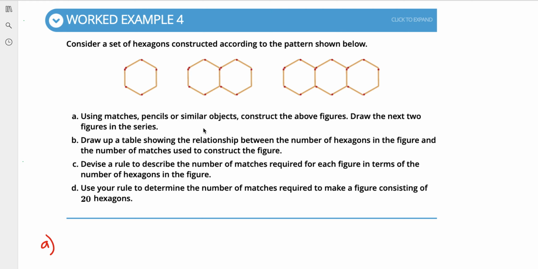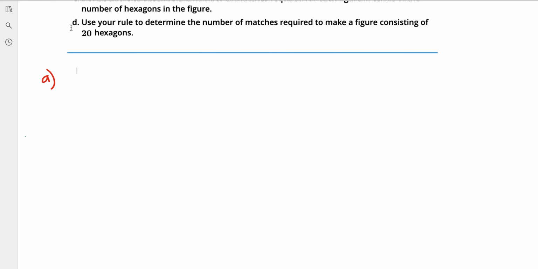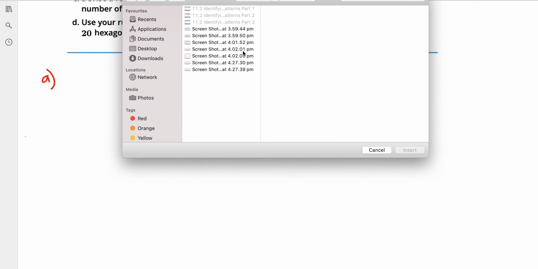So I want you to do that. Remember to pause, try to do this example, and then see if we get to the same answer. So I have created this. I'm just going to insert it, otherwise it's going to take forever while you're watching me trying to do this.